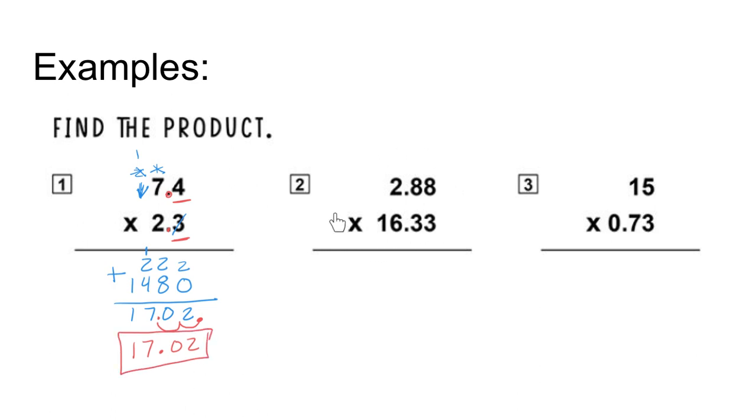Okay, now we're going to go over to the second problem, and we're going to do it just as we did the first one. The first thing we're going to do is 3 times 8. So 3 times 8 gives us 24. Bring the 4 down, carry the 2. 3 times 8 again is 24.